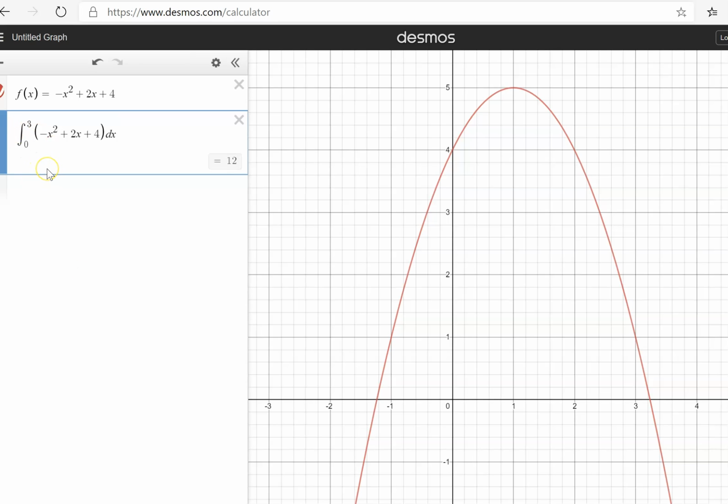Any questions on the technology for calculating the area under this curve?